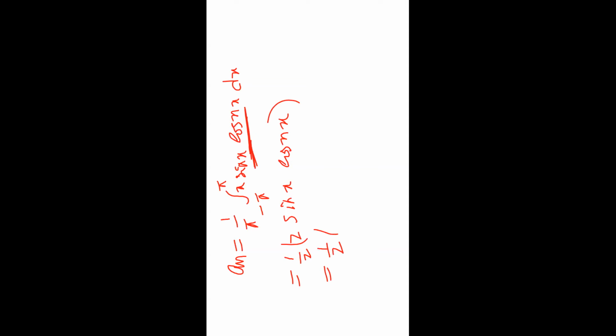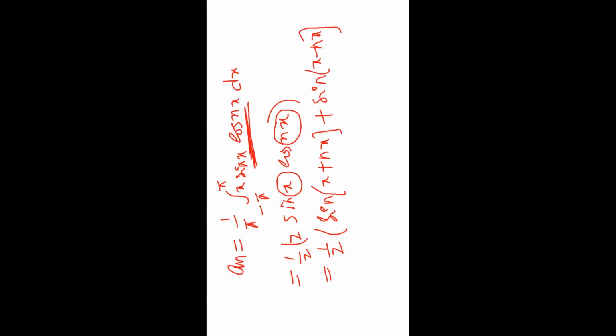So 1 by 2 into, we have one formula, 2 sin A cos B. 2 sin A cos B equal to sin A plus B plus sin A minus B. Here A equal to x and B equal to nx. So sin x into cos nx, by using the trigonometric formula, we write sin of x plus nx plus sin of x minus nx, and one constant is a multiple of 1 by 2.